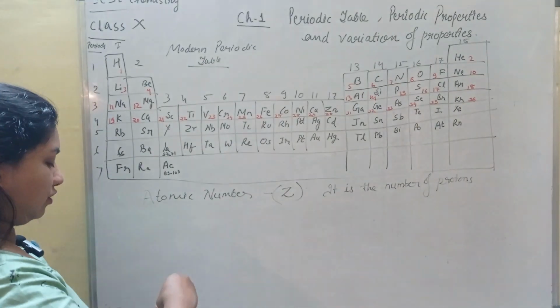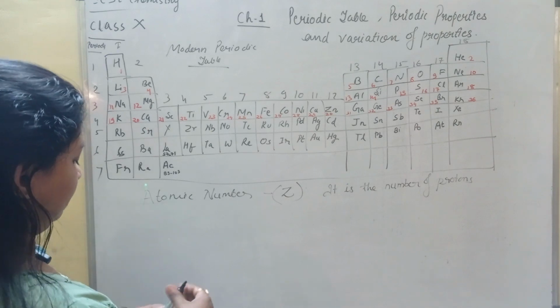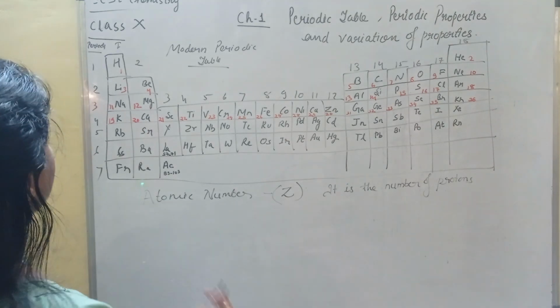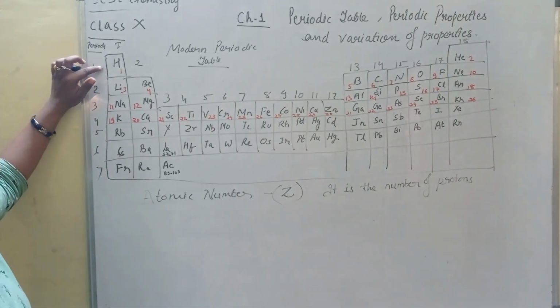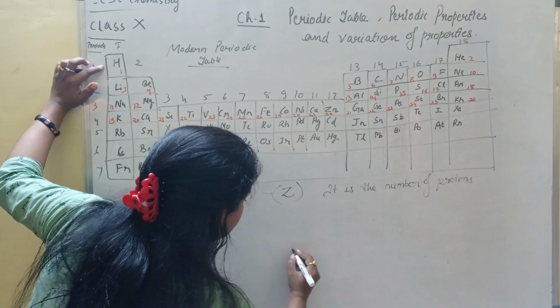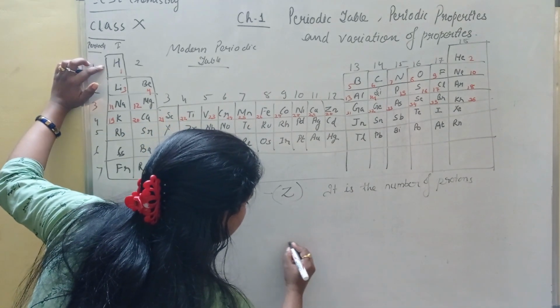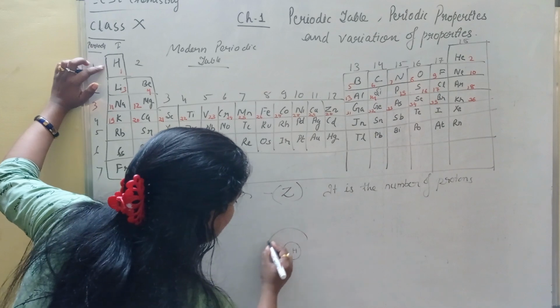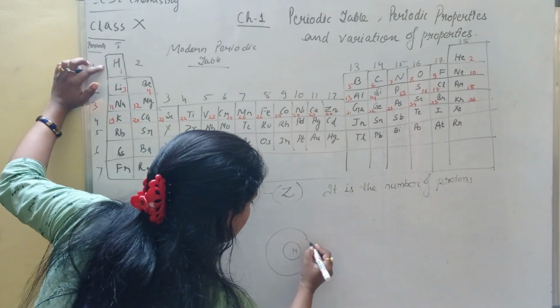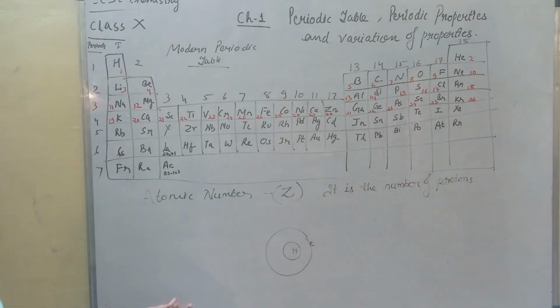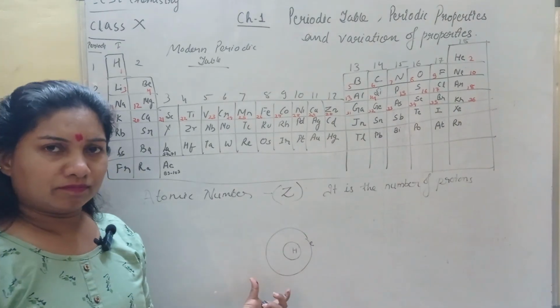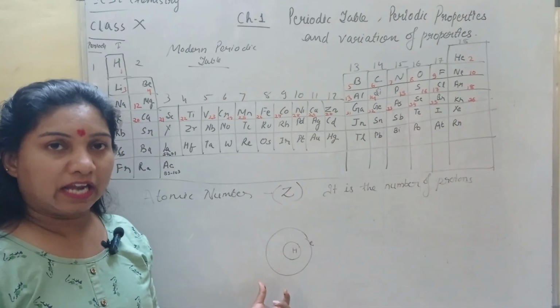So I'm going to make the structure of an atom. Say for example, take hydrogen. Suppose this is hydrogen, and this is the nucleus of hydrogen, and it has one electron. So this is the very simple structure of a hydrogen atom.